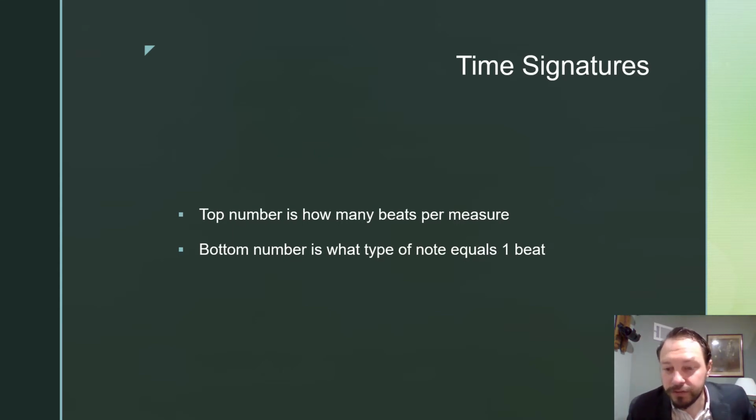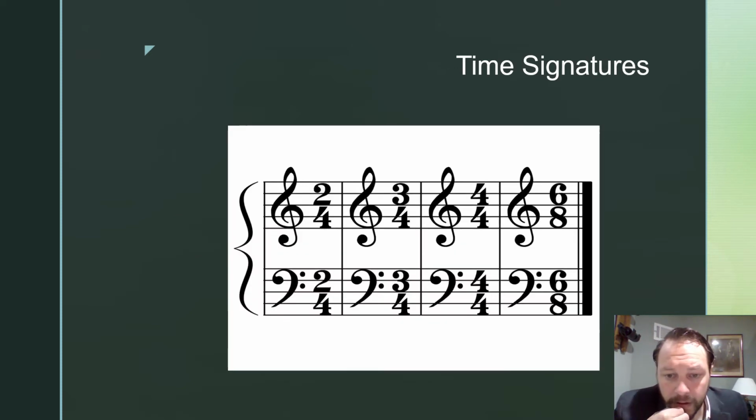Don't get too confused if you don't understand this, because I'm going to explain it more fully coming up. Okay, so here are some time signatures that you will often see.